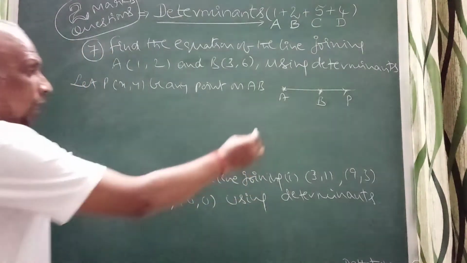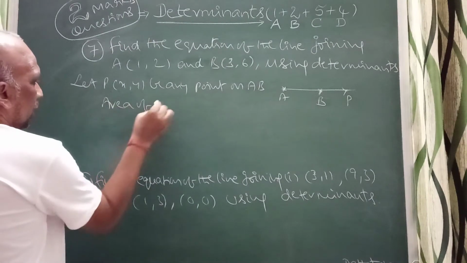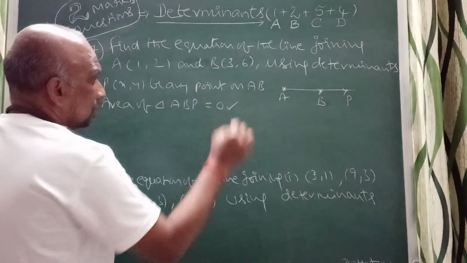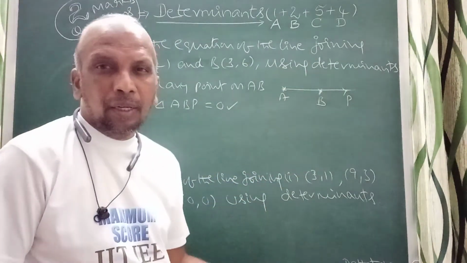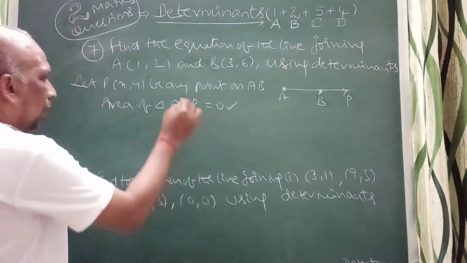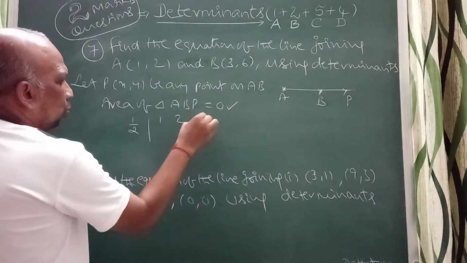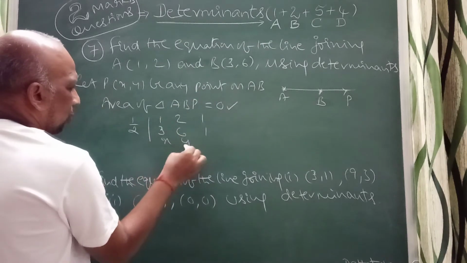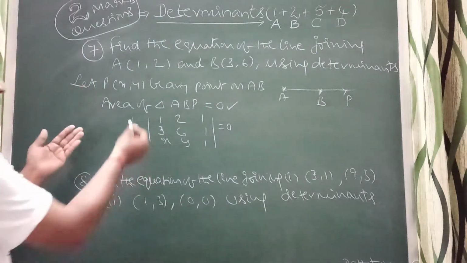Now the area of triangle ABP equals 0, because the points are collinear and it is not possible to form a triangle, so the area should be 0. I can write 1 by 2 times the determinant with rows 1, 2, 1; 3, 6, 1; x, y, 1 equal to 0. I can take the 1 by 2 to that side.